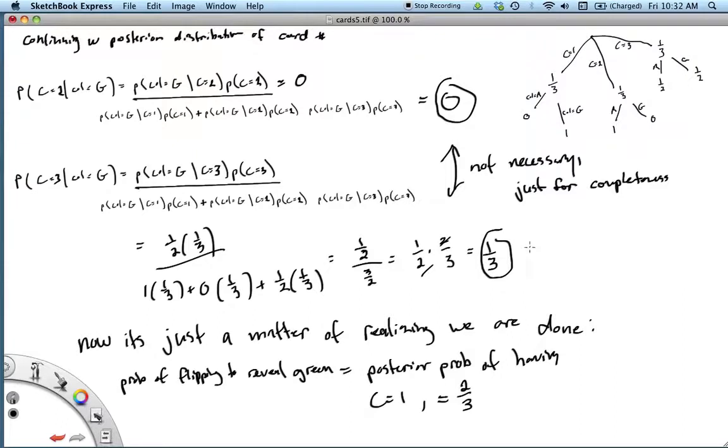So basically, we're done. We've used Bayes' theorem to solve this problem. It's just a matter of putting into practice what I mentioned before, that this flipping business is a little bit misleading, because basically the probability of flipping to reveal a green is equivalent to the posterior probability of having card 1. The reason being, we know card 2 is off the table. We know that if we had drawn card 3 and we flip it, it has to be red. So that's not an event that we're interested in because we've seen green. So the posterior probability of drawing card 1, as we've calculated on the last slide, is 2/3, which is the correct final answer.